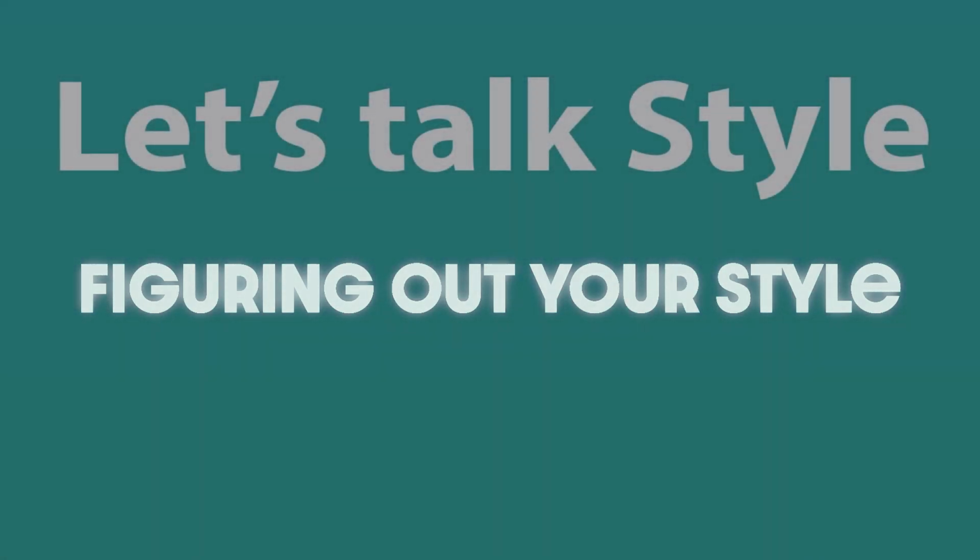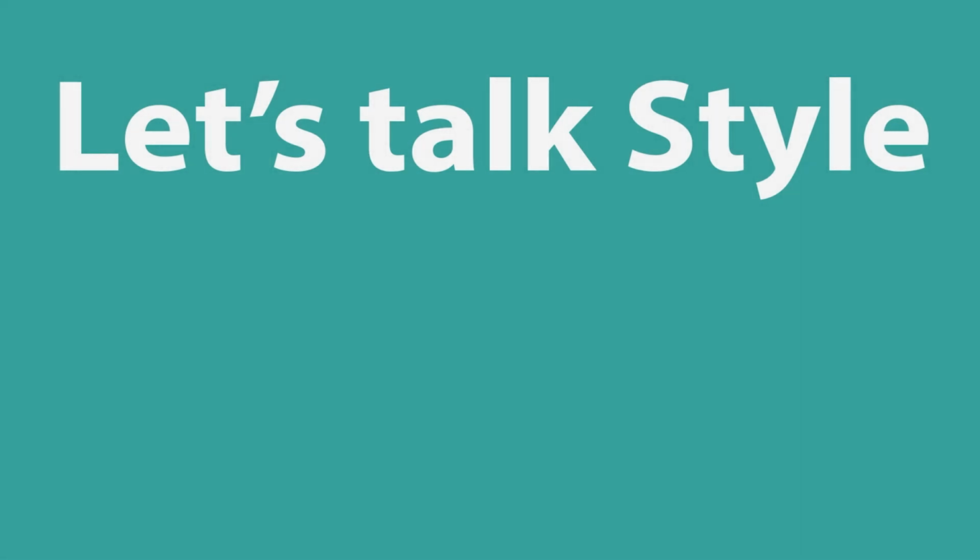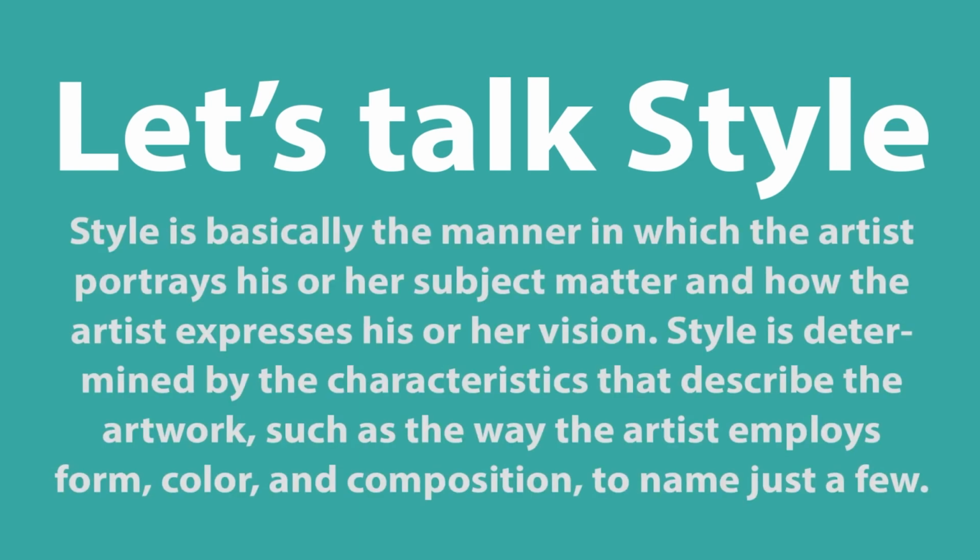So the word style is thrown around a lot in the artist community, but what exactly does style mean? Let's break that down with a boring definition really quick here. Okay, a little bit long, but I'll read it. Style is basically the manner in which the artist portrays his or her subject matter and how the artist expresses his or her vision. Style is determined by the characteristics that describe the artwork, such as the way the artist employs form, color, and composition, to name just a few.